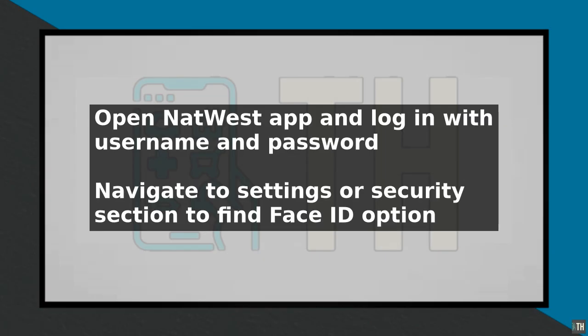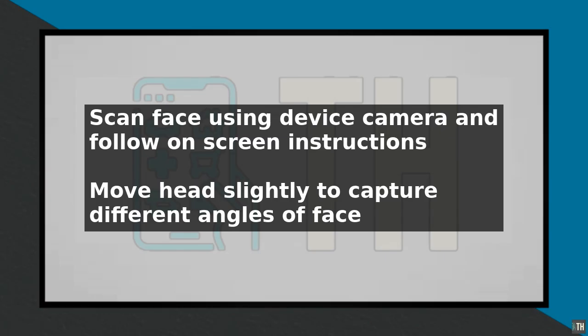This is usually found at the bottom or top right of the screen. Look for the Face ID or biometric authentication option and select it. You will then be prompted to confirm that you want to enable Face ID. Tap Confirm to proceed. You will be required to scan your face using the device's camera. Position your face within the frame and follow the on-screen instructions to complete the scan.